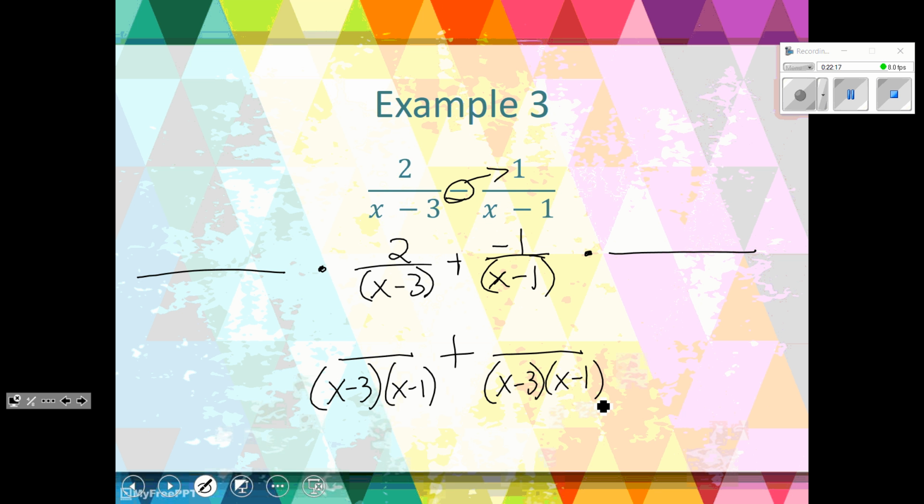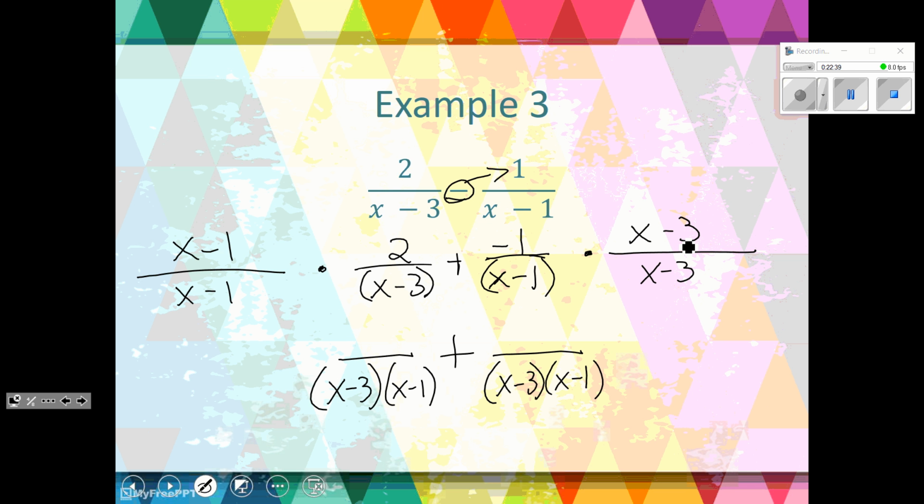Okay. What do I need to multiply by on the first side? I've got the x minus 3. What else do I need? I need an x minus 1. Okay. What do I need to multiply by on the other side? X minus 3.